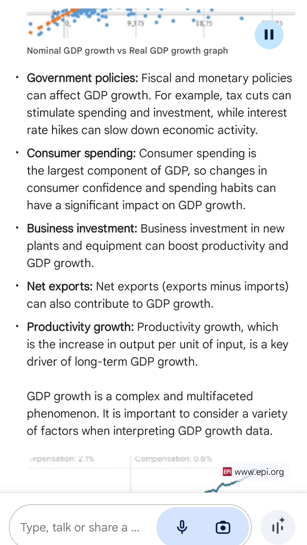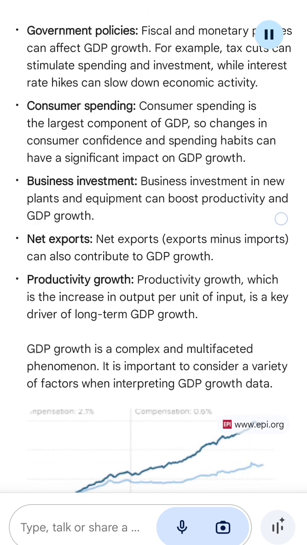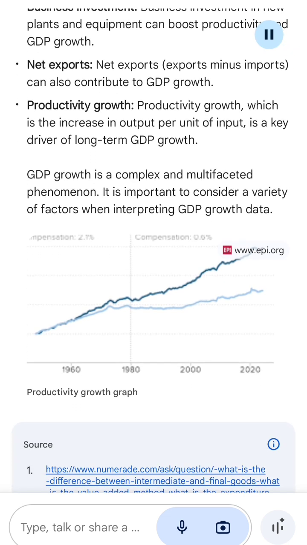Consumer spending: consumer spending is the largest component of GDP, so changes in consumer confidence and spending habits can have a significant impact on GDP growth. Business investment: business investment in new plants and equipment can boost productivity and GDP growth. Net exports: net exports, exports minus imports, can also contribute to GDP growth.